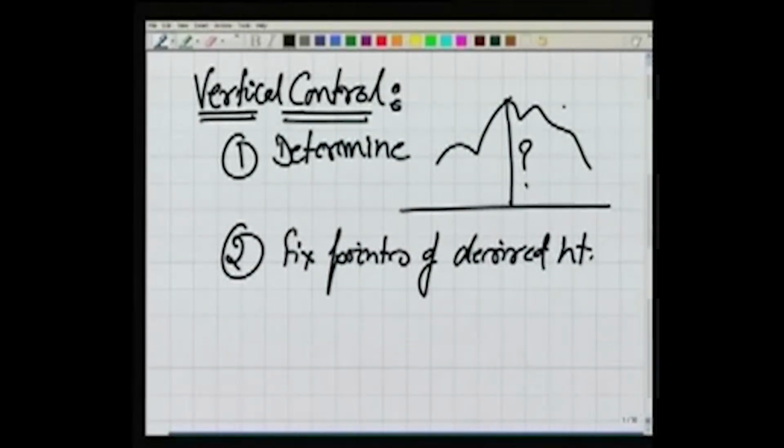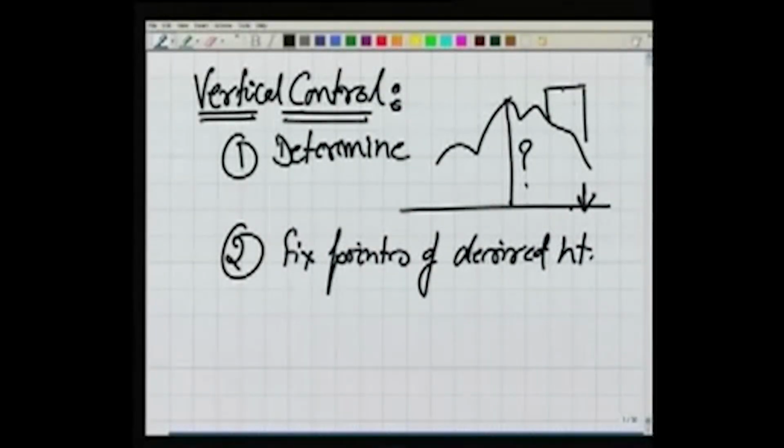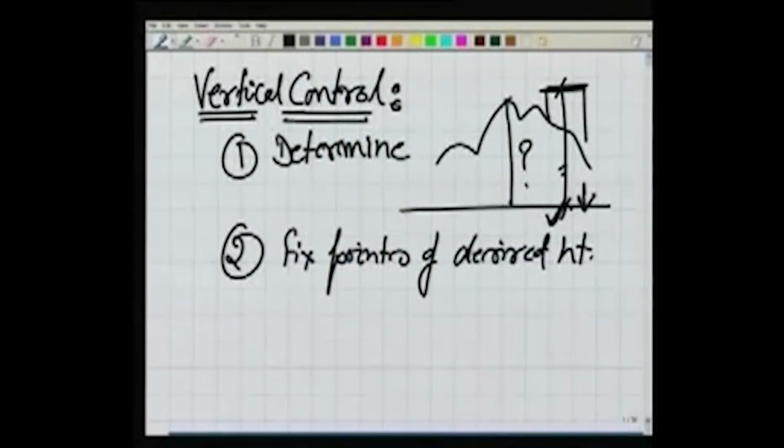The meaning is, if somewhere here we want to construct a house and the rooftop of that house should be at a height of, let us say, 10 meters from somewhere. The somewhere is this line, and the rooftop here should be at a height of 10 meter. So when we are going to construct this building here, this height of the rooftop has to be fixed in such a way that it is at 10 meters from here. So this is fixing the points. So first one was determining the elevations of the point, second is fixing the points at desired elevations.